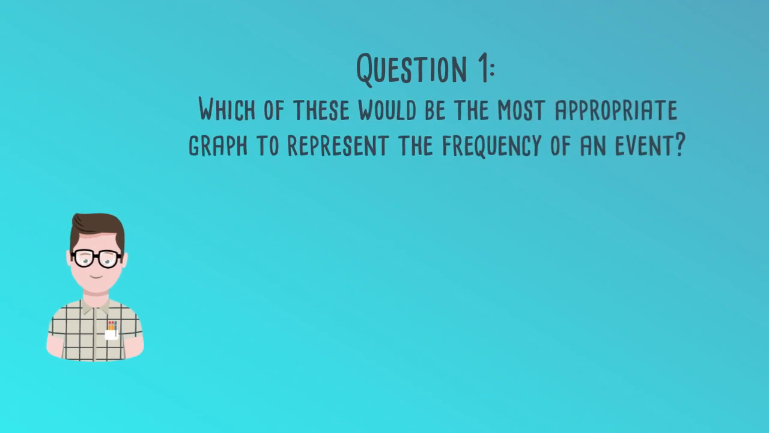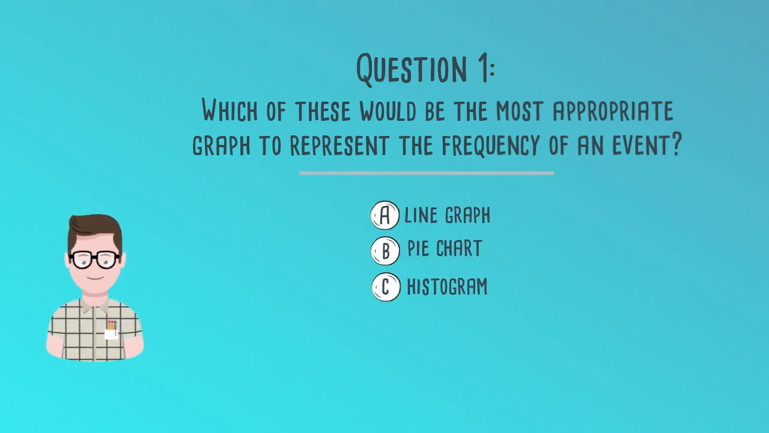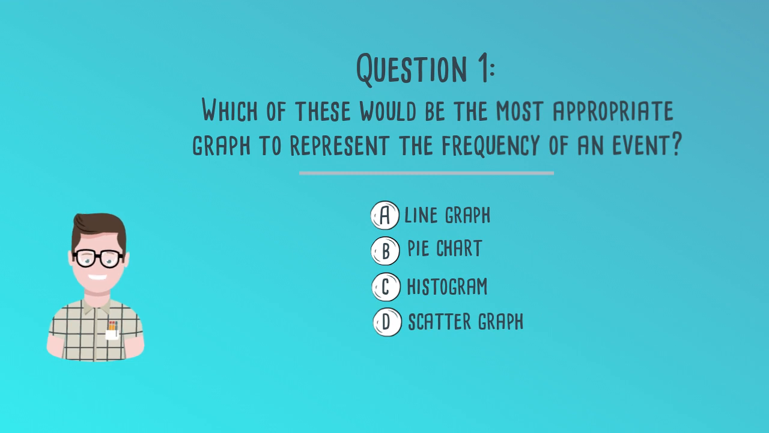Question 1. Which of these would be the most appropriate graph to represent the frequency of an event? A. Line graph, B. Pie chart, C. Histogram, or D. Scatter graph? The correct answer is C.